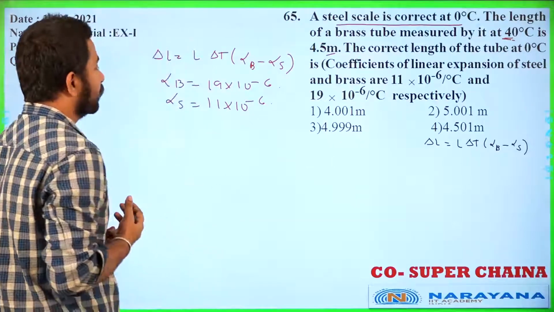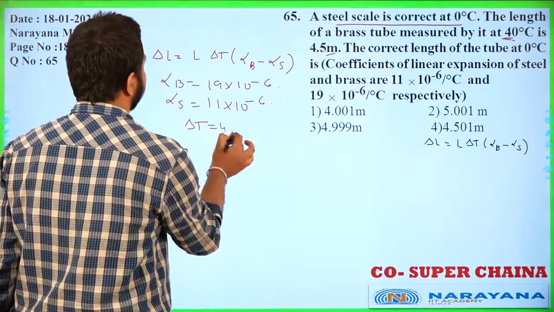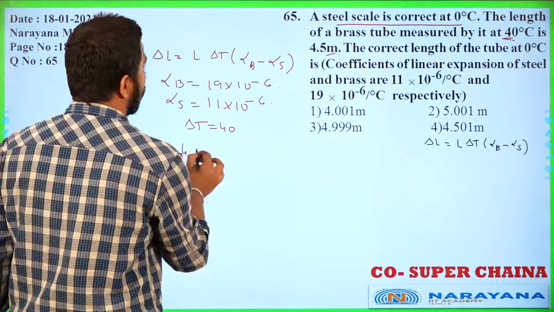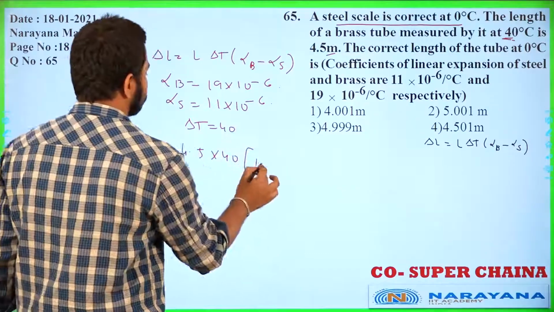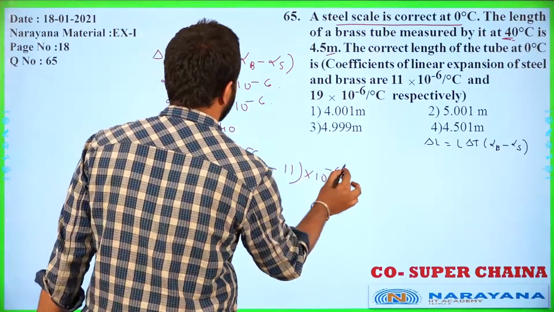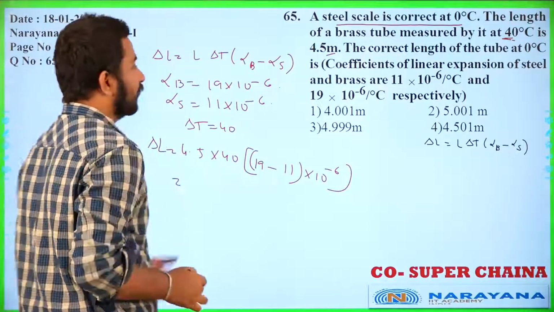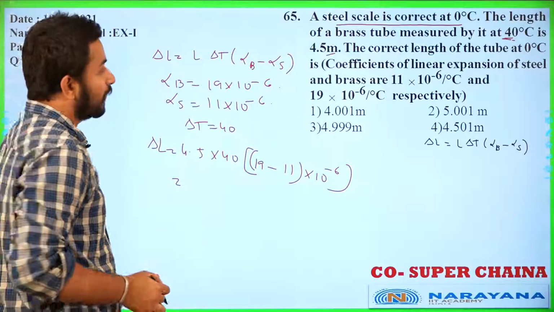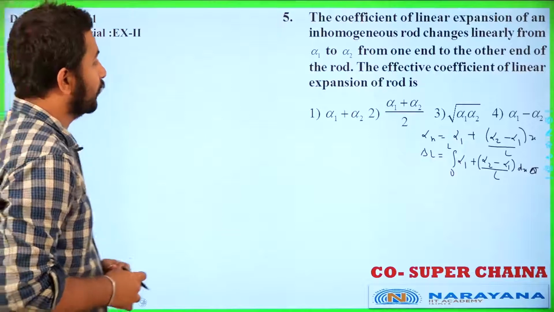So from here if you just substitute the values, what is delta T here? Delta T is 40. So if you substitute the length here, 4.5 into 40, 19 minus 11 into 10 to the power minus 6. This is how you have to proceed. So from here delta L we can calculate and then we will just substitute in the answer. That will be my final answer for this question, right? So this is how you have to proceed. Let's see the next one.